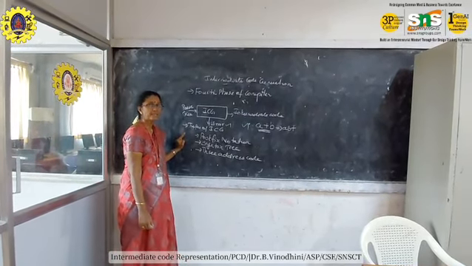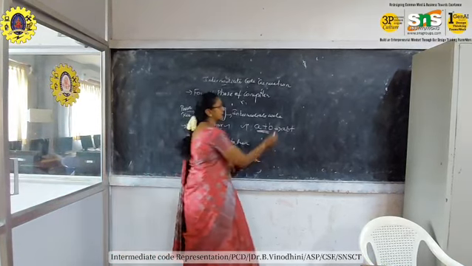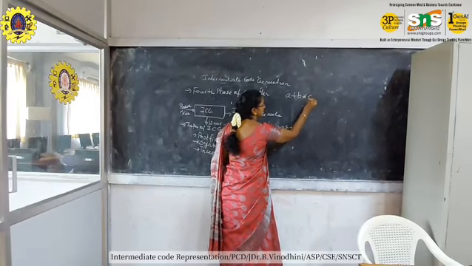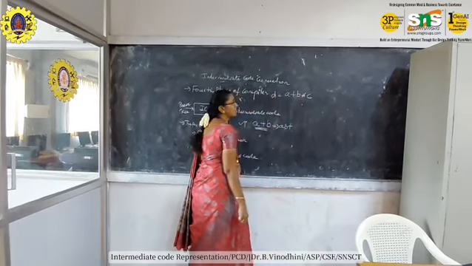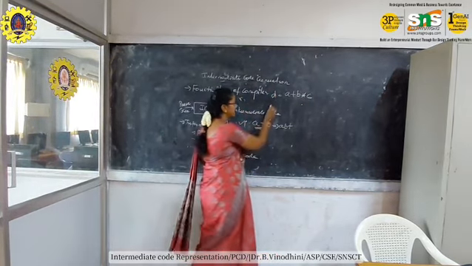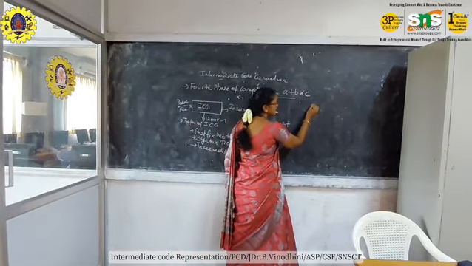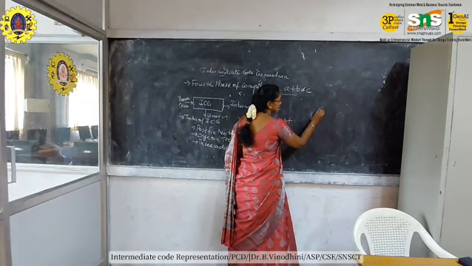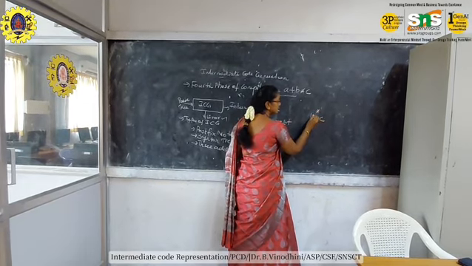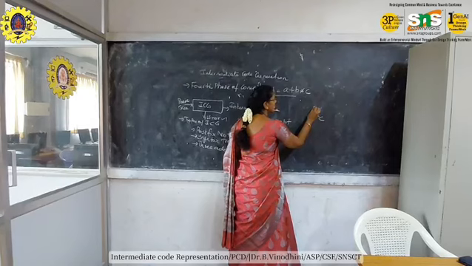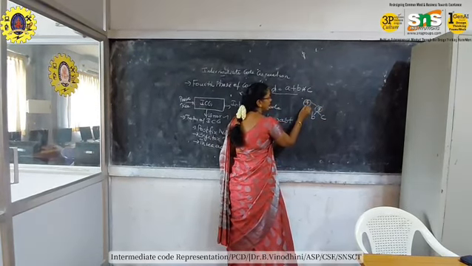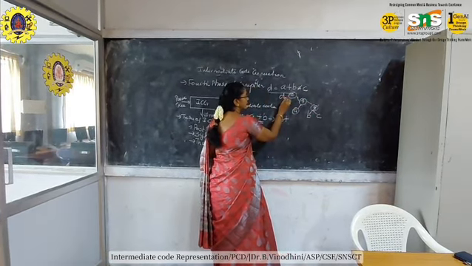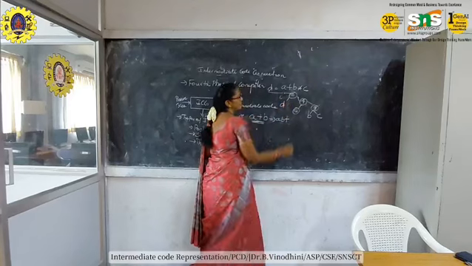So what does a syntax tree mean? The syntax tree is like a tree. For example, we have an expression like a plus b star c is equal to d. So what is the syntax tree for the above statement? In the syntax tree, each node is represented as an operator. For example, first b star c is evaluated. After that, it is added with a, that is a plus, and finally the result is stored in d. So that is the syntax tree representation of the given expression.